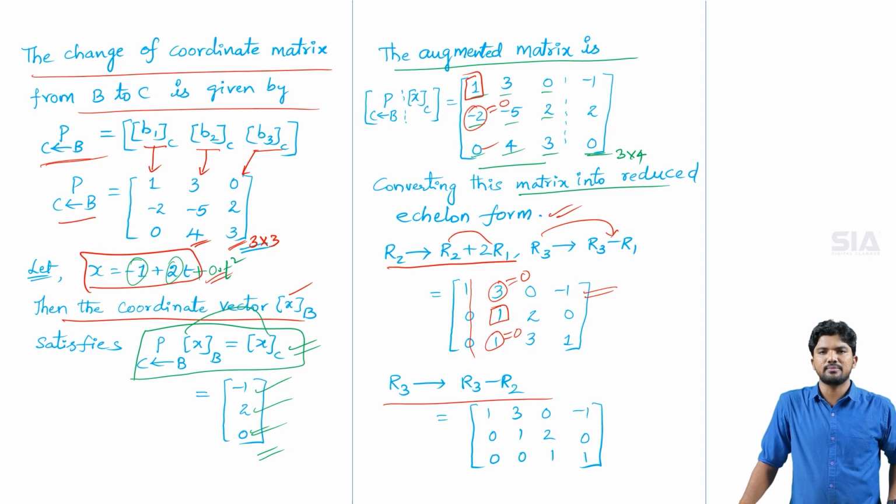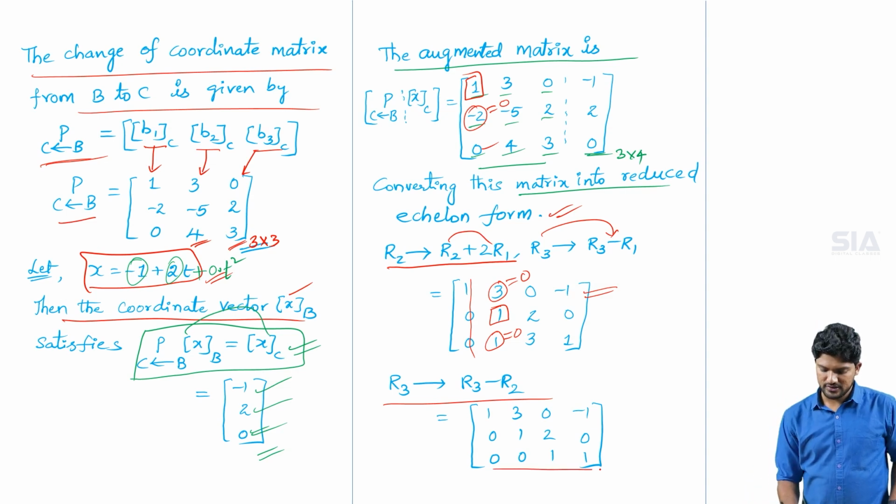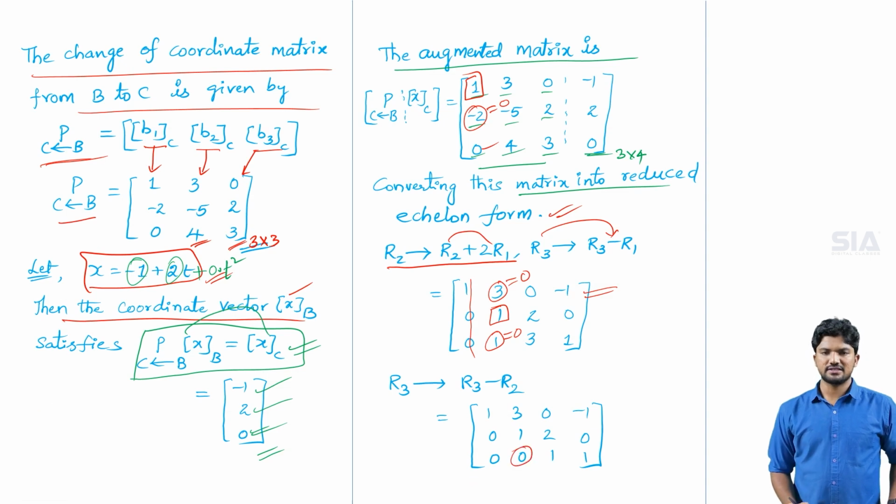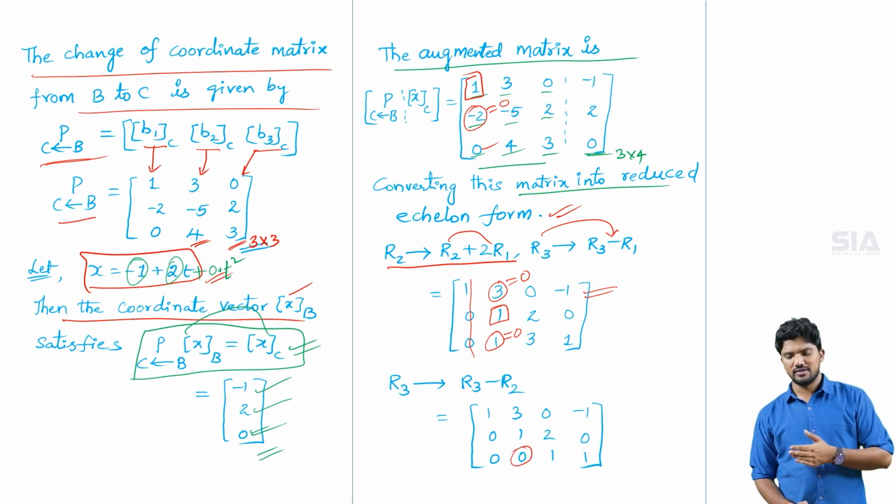R3 implies R3 minus R2. Then you will get it in this format. So 1 0 0, 3 1 0. So 0 2 1 minus 1 0 1. So in this format you will get the required matrix. So here this value is 0. Below the pivot element, the value is 0.